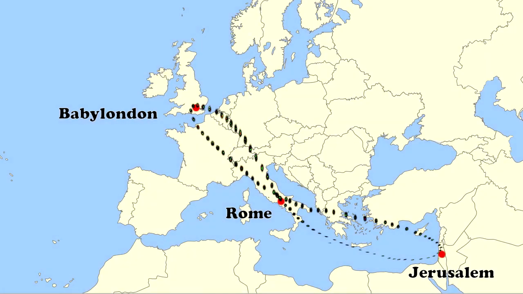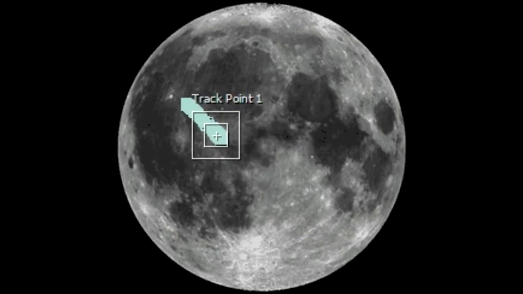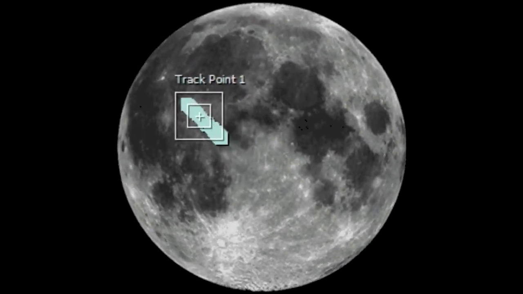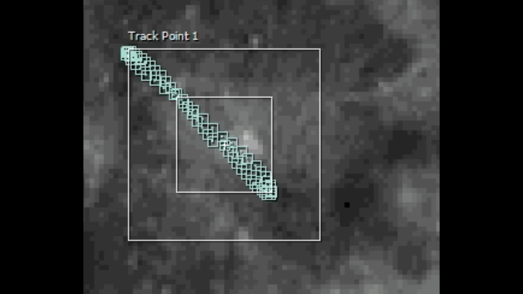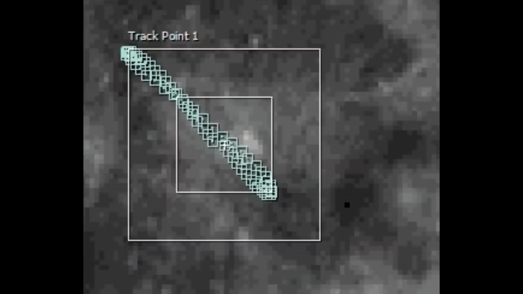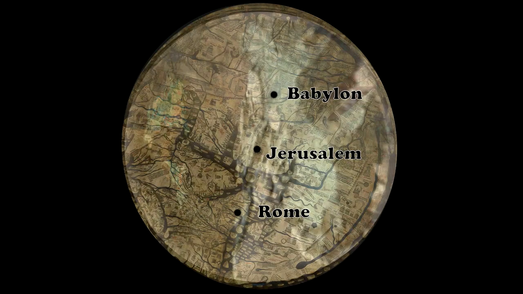Let's go back to the creation of this 8th form. A pattern created by the movement of the bigger Earth, aka the Moon. You have three important cities. Let's connect them with this 8th form.